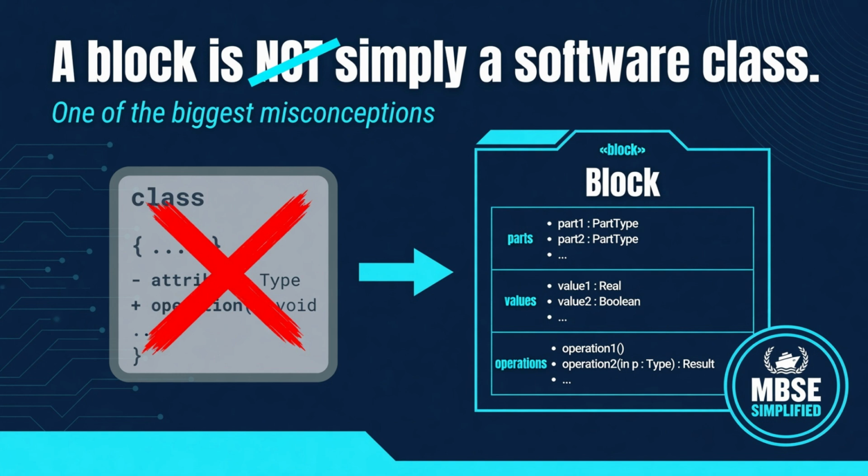One of the biggest misconceptions is thinking a block is simply a software class. It is not. Again, a block represents any logical or physical system element. Examples of a block include system, subsystem, sensor, ground station, vehicle, operator, database, satellite, or software service. Anything that has responsibility, properties, or relationships can be modeled as a block.